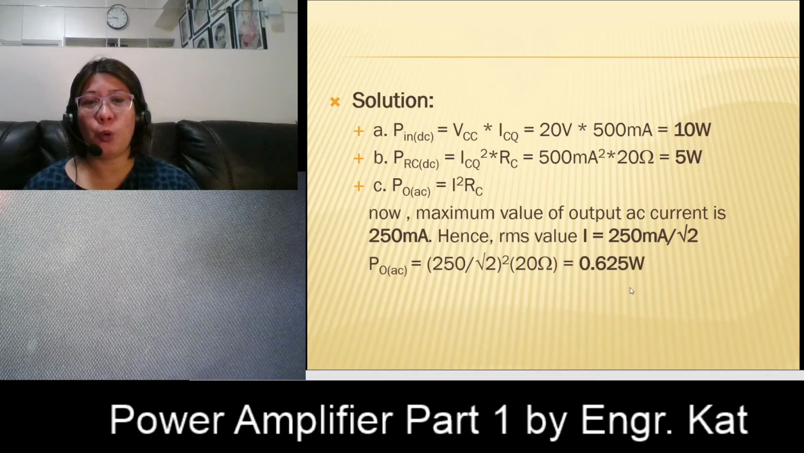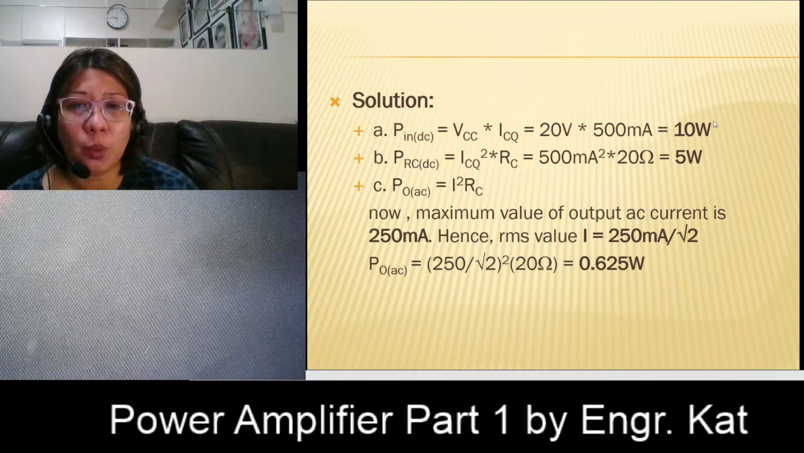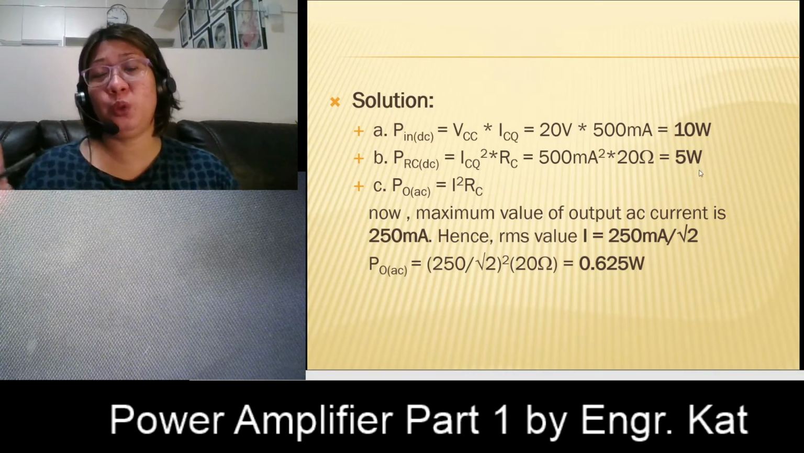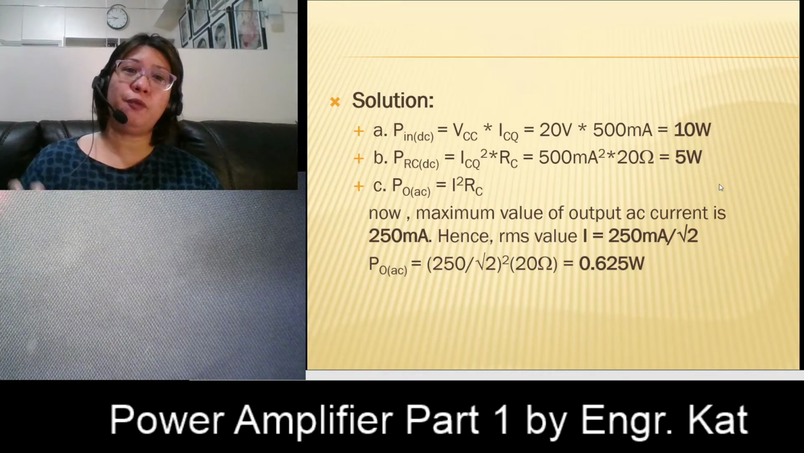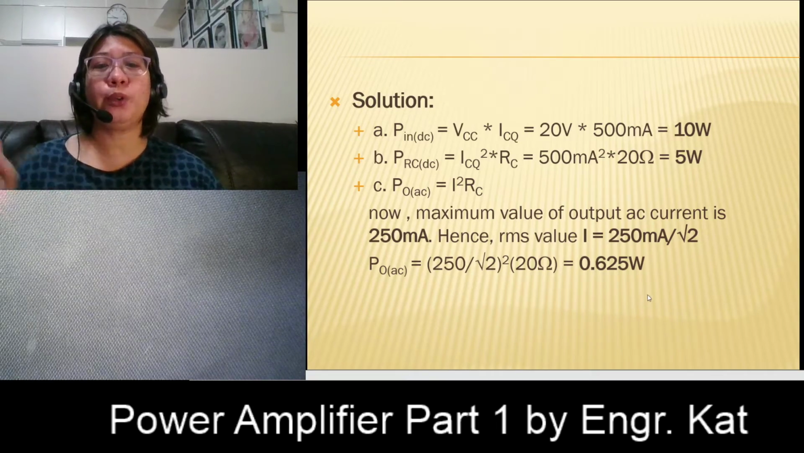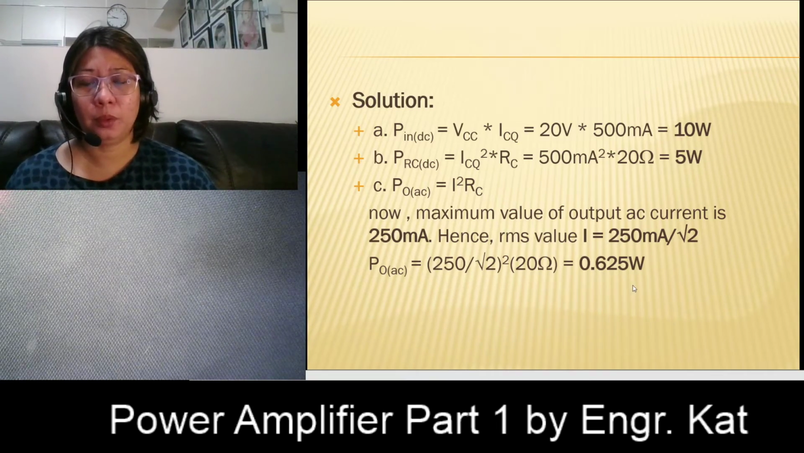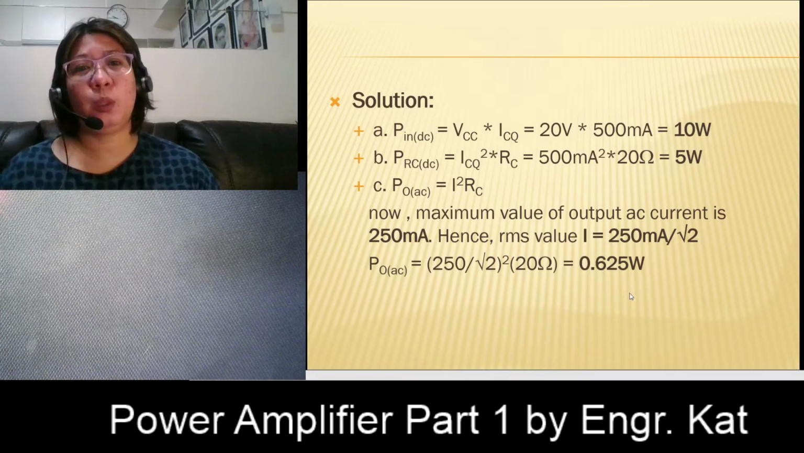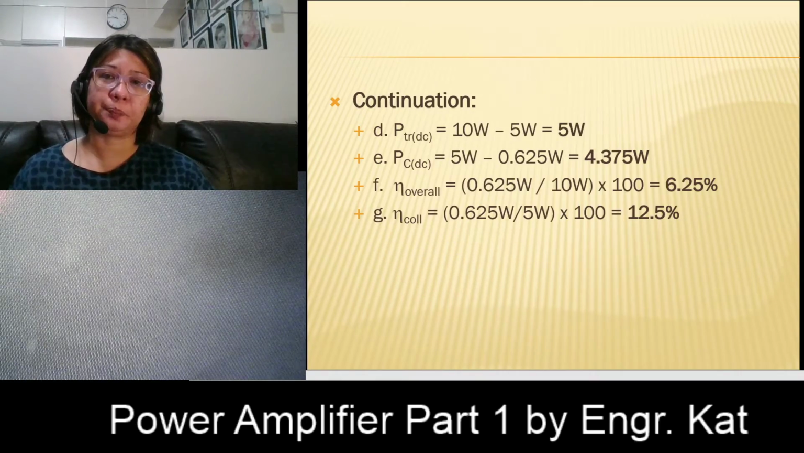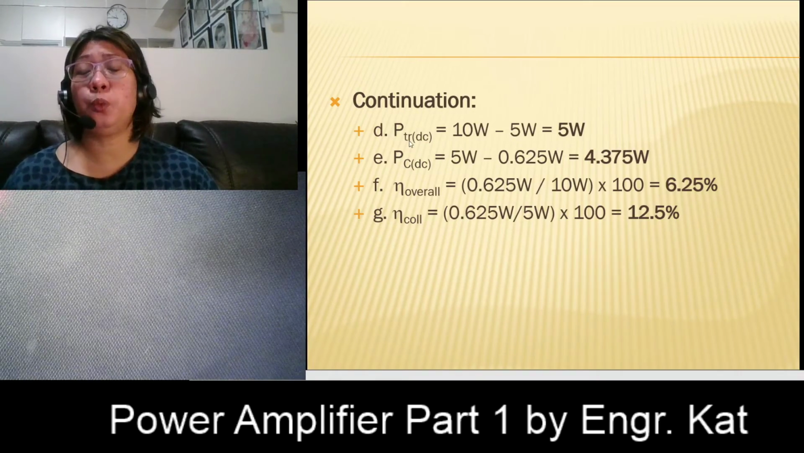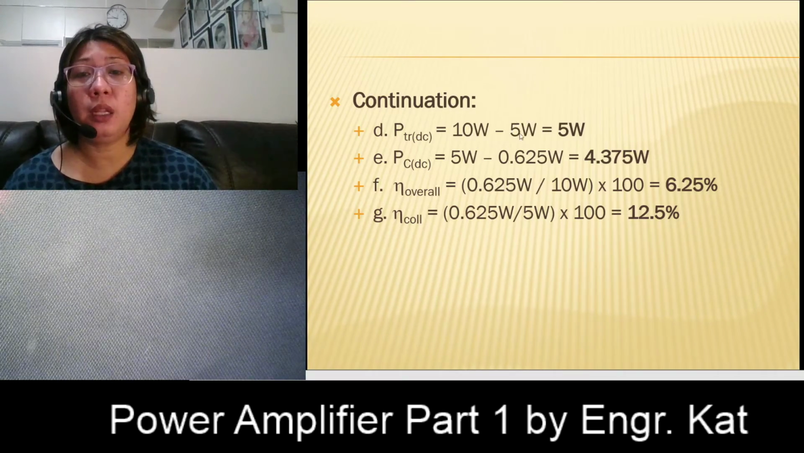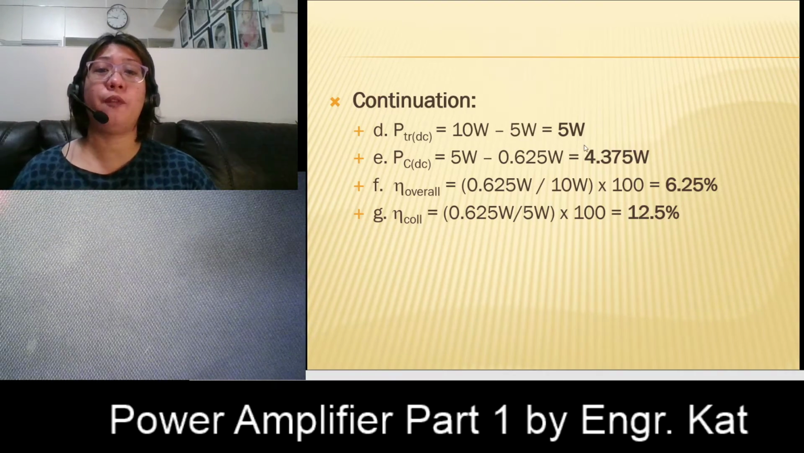So imagine, out of that 10 watts, 5 watts is lost. 5 watts is delivered to the transistor, and out of that 5 watts delivered to the transistor, only 0.625 watts was converted into AC power. So we expect that we have a low efficiency in this type of amplifier circuit. The total power delivered to the transistor is simply 10 watts minus 5 watts, because 5 watts is delivered to the load resistance. So we have here 5 watts.